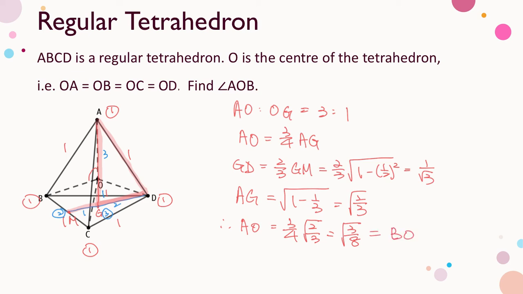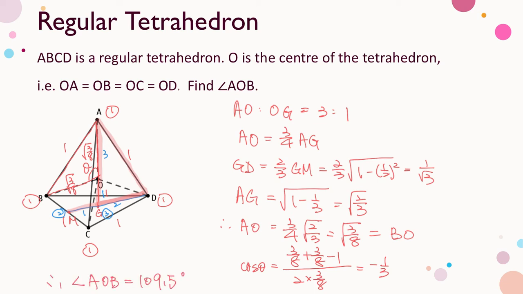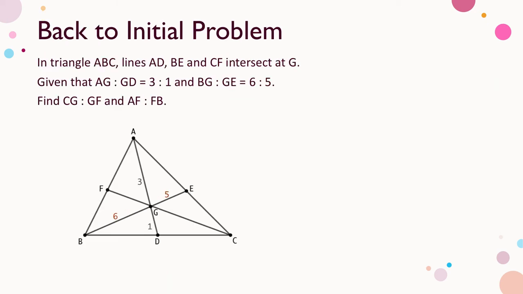Consider triangle AOB by the cosine formula. Cosine theta equals negative 1/3. Thus, angle AOB equals 109.5 degrees. I suppose you have already got the idea of the principle of mass point.